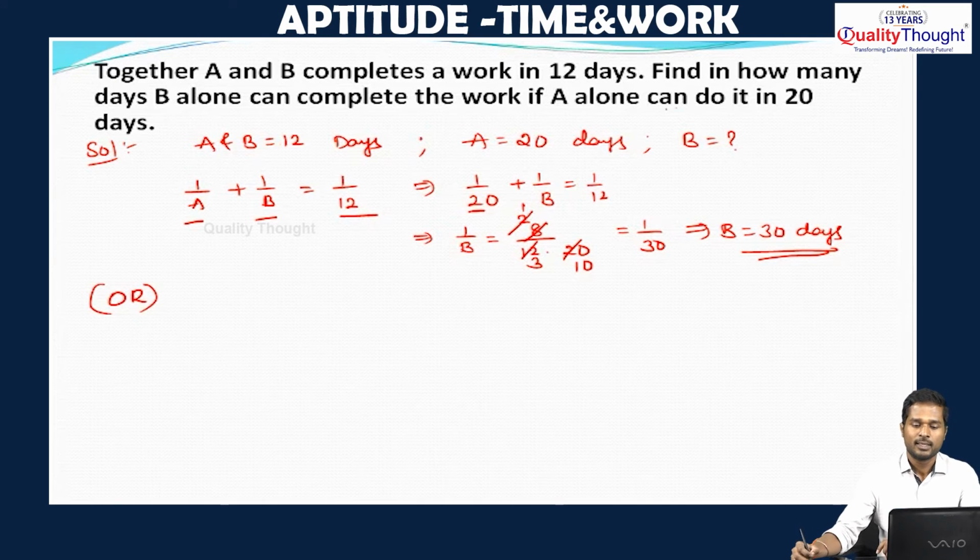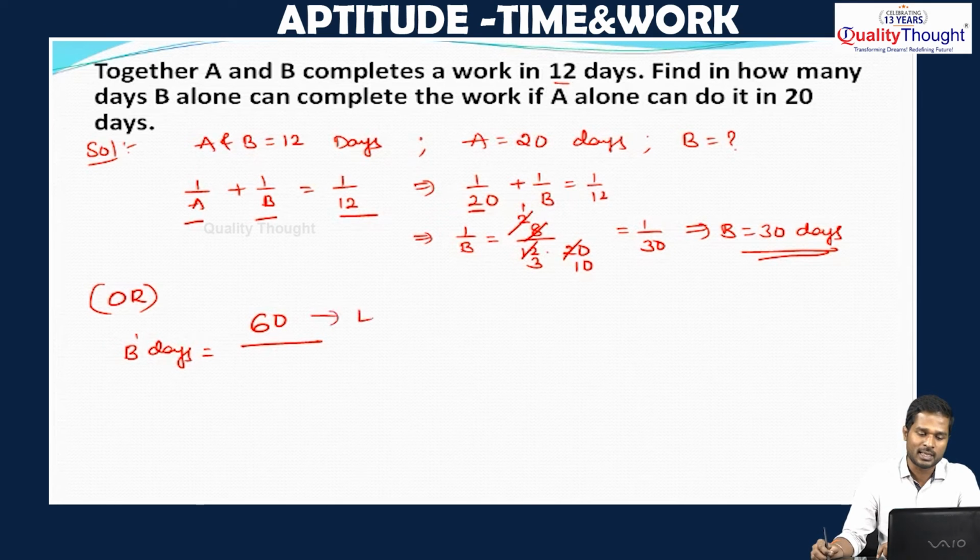Okay, see here, he has given the total days taken by A and B together to complete the work, which is 12, and he said A alone can do the work in 20 days. See, this is 20 and this is 12. What is the LCM of 20 and 12? The LCM of 20 and 12 is 60. I will write here B days, the days taken by B.